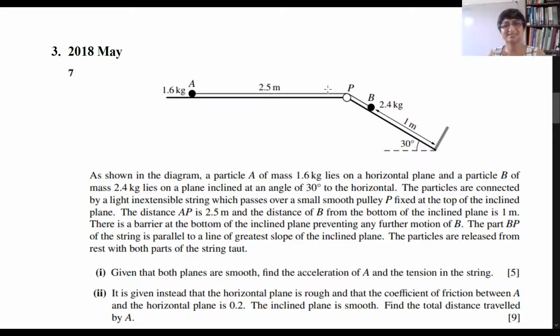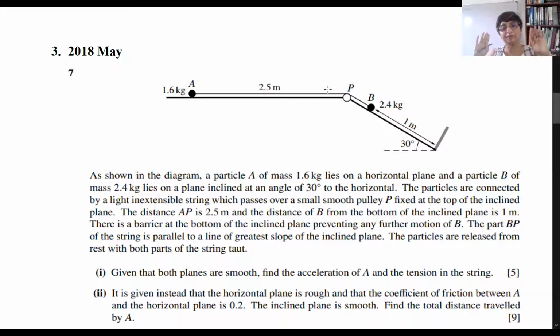Distance AP is 2.5. So they're repeating the same information. There is a barrier at the bottom of the inclined plane that we saw. And finally, the last sentence only we need: the particles are released from rest with both parts of the string taut. So there is tension, it's pulling, right? You place the particles over the pulley on the two surfaces, and you release them, you let go.